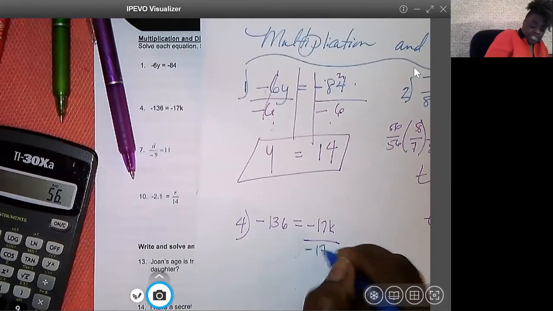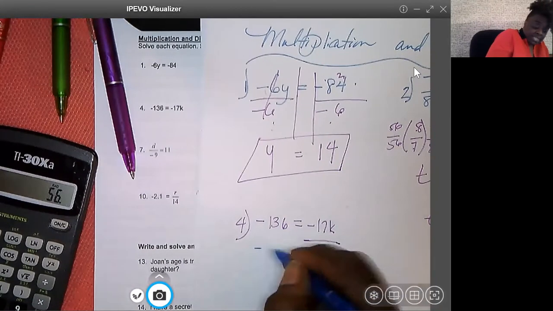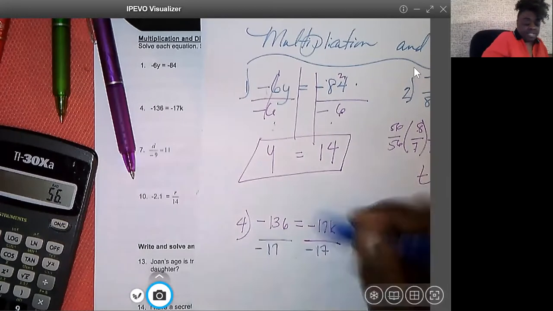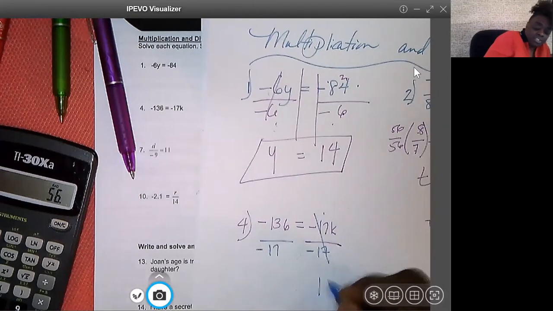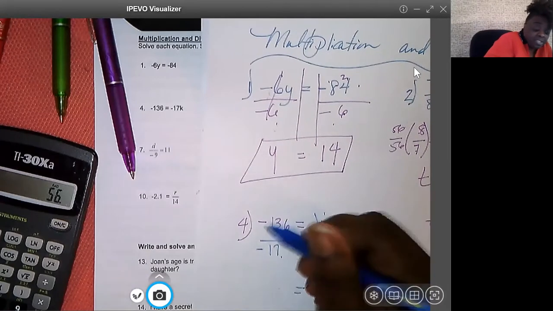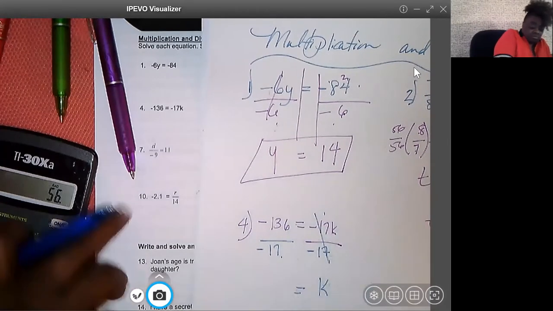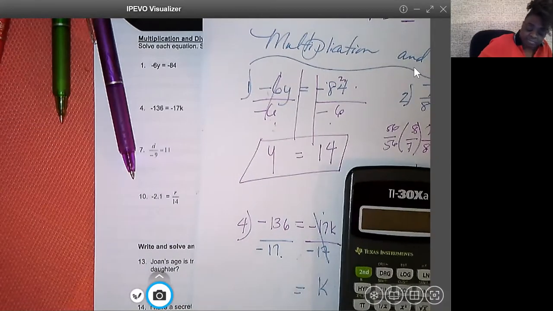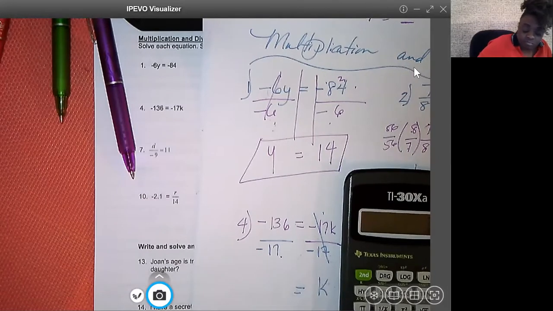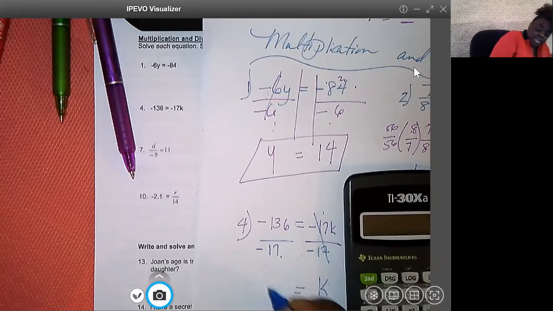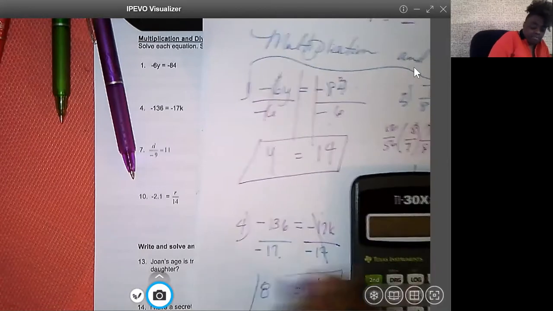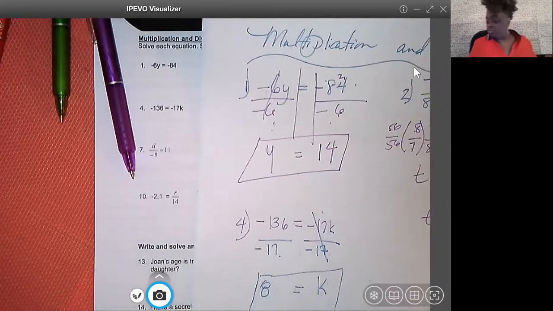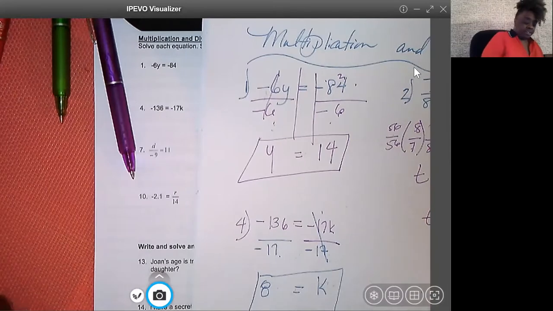If we divide by negative 17 on this side, we need to divide by negative 17 on this side. 17 goes into 17, leaves you just with a k. 17 goes into 136. And we can just use our calculator or our phone to get that answer, which gives us 8. So k equals 8. All right, so we knocked out a couple of sample problems there.